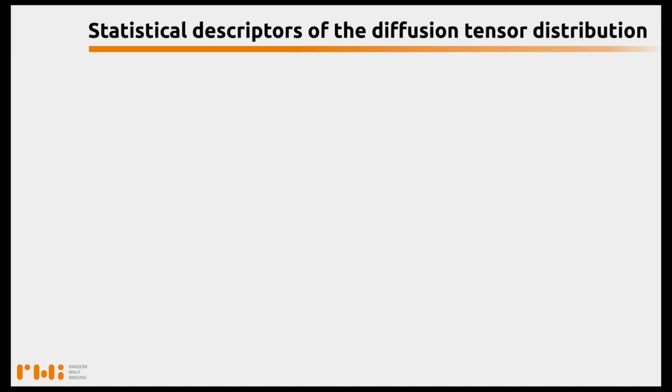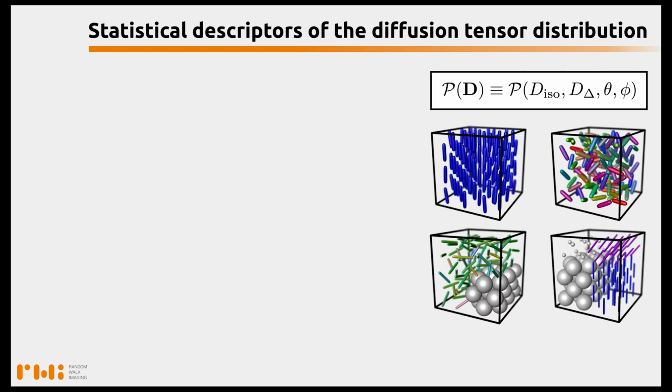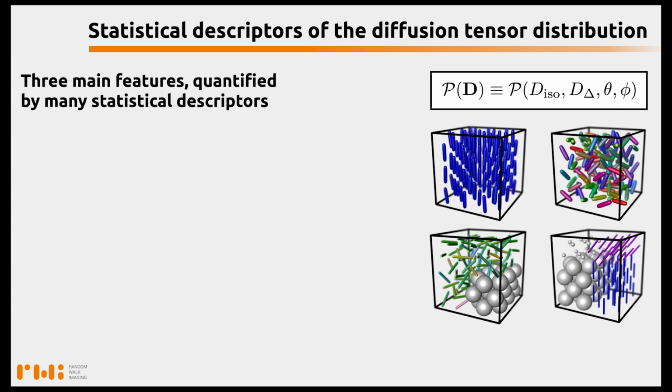Let's talk about the statistical descriptors of the diffusion tensor distribution. These are different voxel contents which can all be characterized by a distribution of diffusion tensors, or a distribution of these isotropic diffusivities, normalized anisotropies, and orientation theta and phi. These various voxel contents can be characterized by three main features, and these features will be quantified using statistical descriptors.